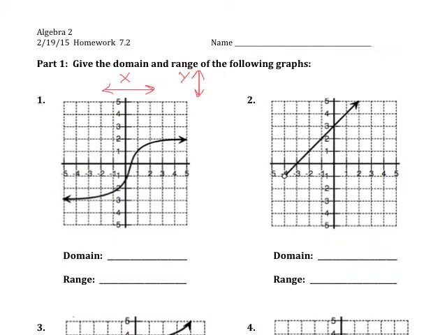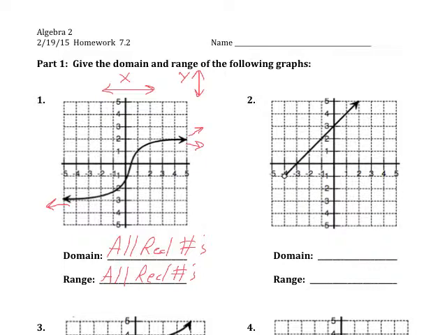So number one, you can tell by these arrows that this graph goes forever to the left and forever to the right, so the domain is going to be all real numbers. It would also appear that those arrows are also kind of pointed upwards and downwards as well, although it's kind of hard to tell. So I think that the range here is going to be all real numbers also. Probably the safest answer there.